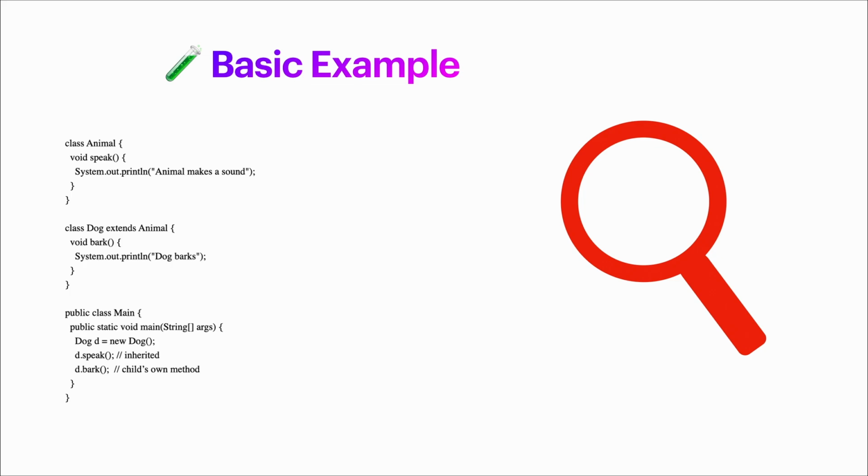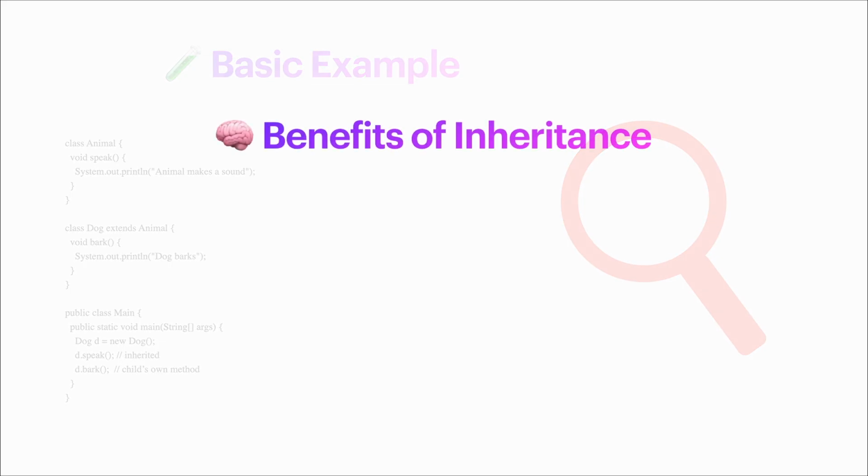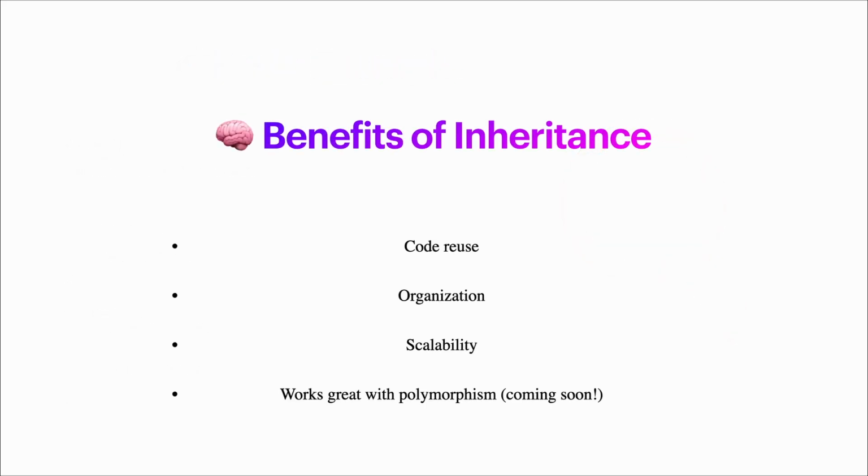Now, there is something else to this, the benefits of inheritance. We could use our code again and again, hence code reuse, organization, scalability, and what's great with polymorphism. Hold on, we're going to learn about polymorphism, so that's coming soon.